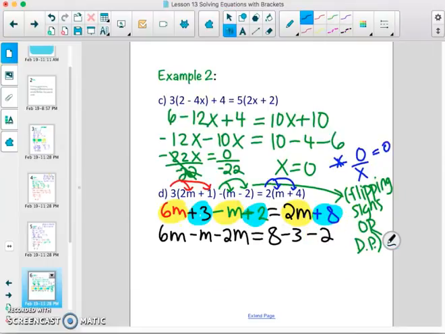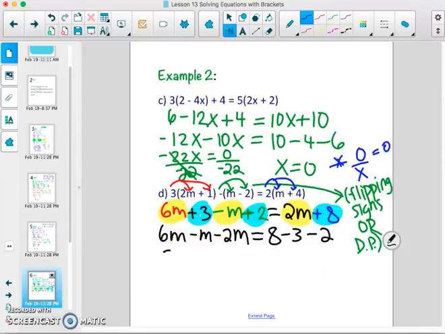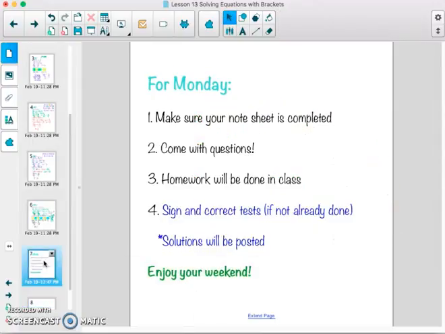All right, and then we're going to get on the left m minus 2. So that's like 6 minus 1 minus 2 is 3m. And then 8 minus 3 is 5, minus another 2 is 3. So we get 3 there. Divide both sides. We get m is equal to 3 divided by 3, which is just 1. And that's it.